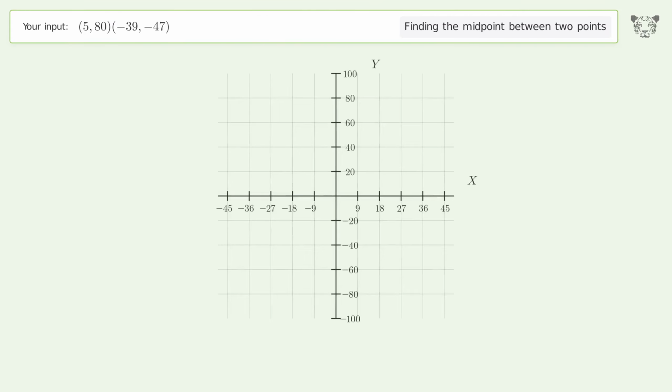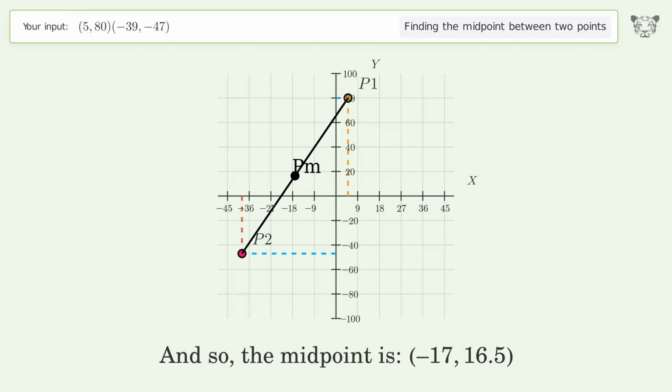And so, the midpoint is negative 17, 16.5.